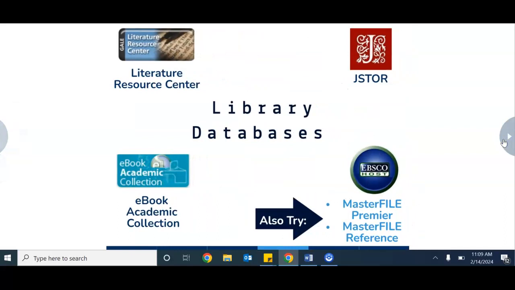These are the databases that we recommend for literary criticism. Literature Resource Center, you've probably used. JSTOR, very good for finding criticism. And then the eBook Academic Collection is really a superstar database that I probably talk about in every single class that I visit or provide information to. Under the EBSCOhost database, I also say you could try using Master File Premier or Master File Reference, and I will show you also in a video how to access all the databases.